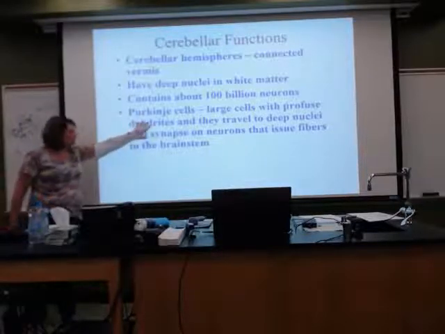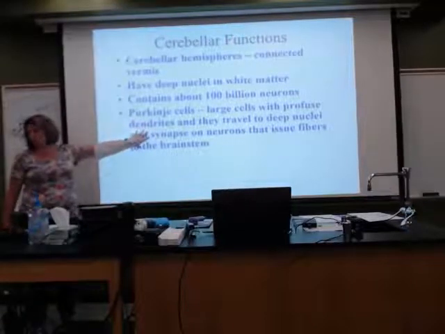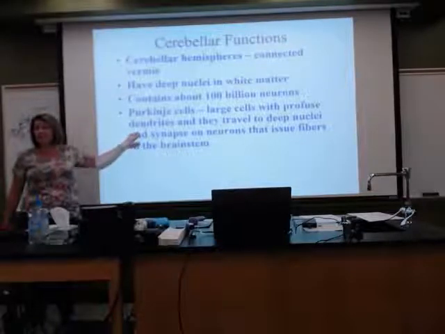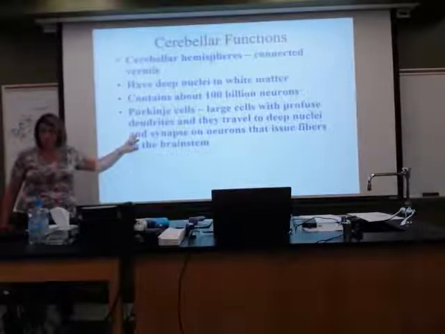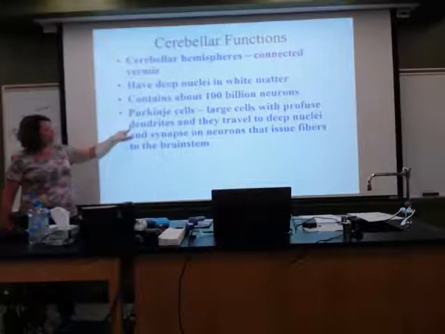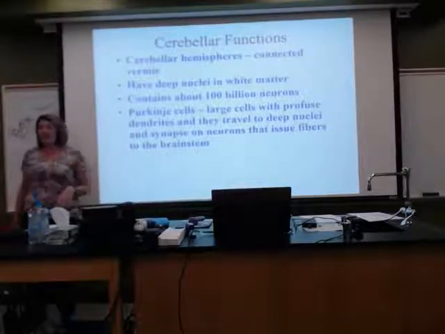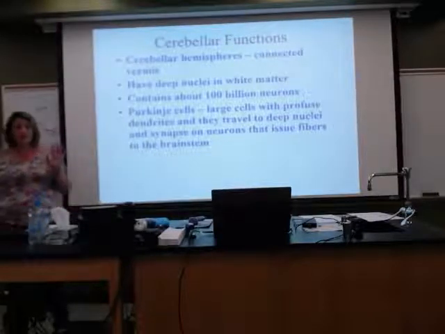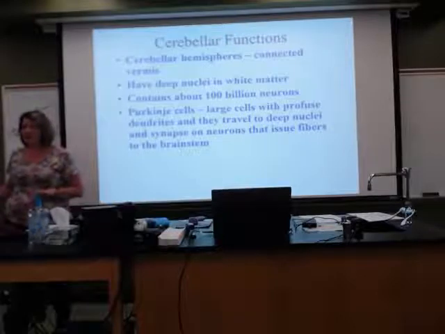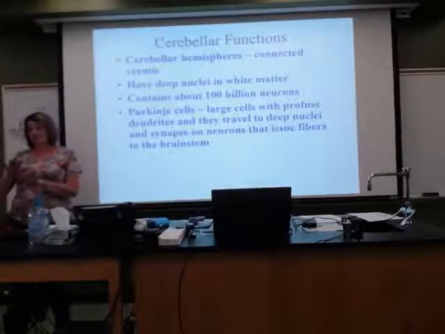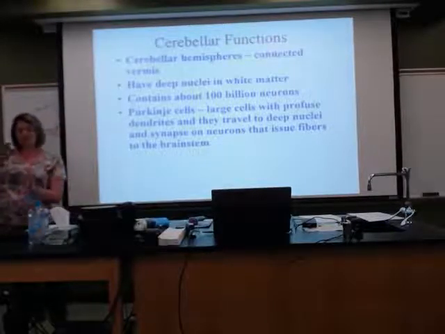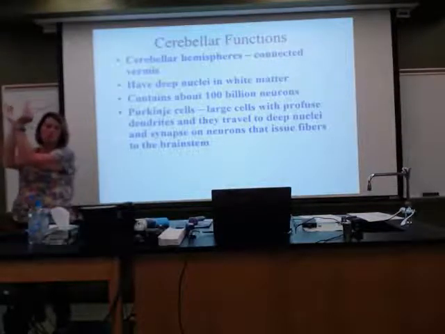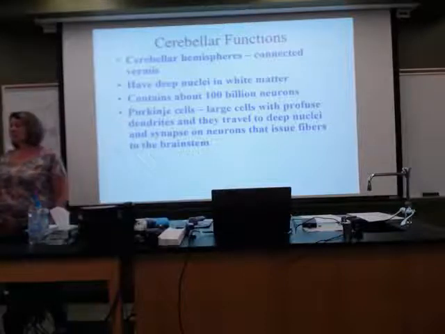Purkinje cells are huge. When we think of neurons, we think of something that's really not very big, okay? But these cells are large, and in your textbook, there is a picture of the dendrites that come off of this thing. It's like, you've got this little itty bitty cell body, and then this huge tree of dendrites.